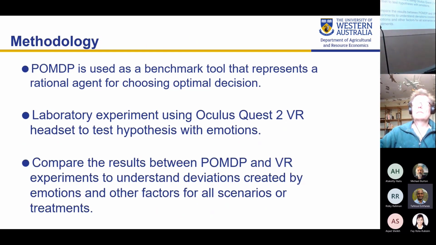So as I mentioned before, it will be two parts. First, I need to use POMDP as a benchmark tool to represent rational agents choosing optimal decisions. And when I do the laboratory experiment using a VR headset, it's more about testing hypotheses with emotions. So we want to understand, by comparing the results between those two, why there are deviations, what caused that, emotions, and what else, for all those scenarios and treatments we're going to do.